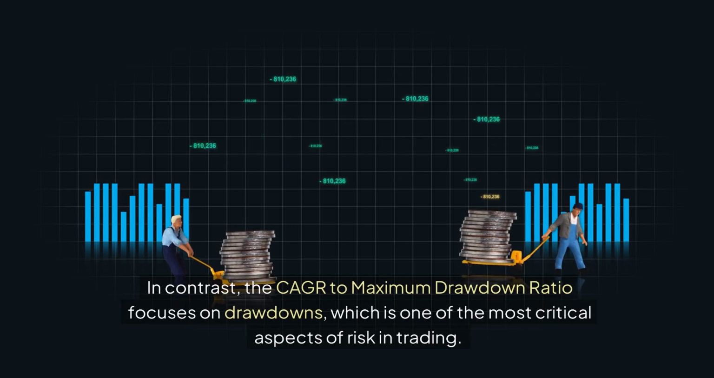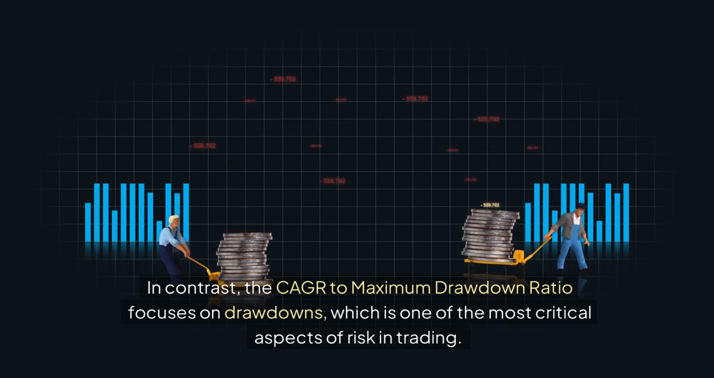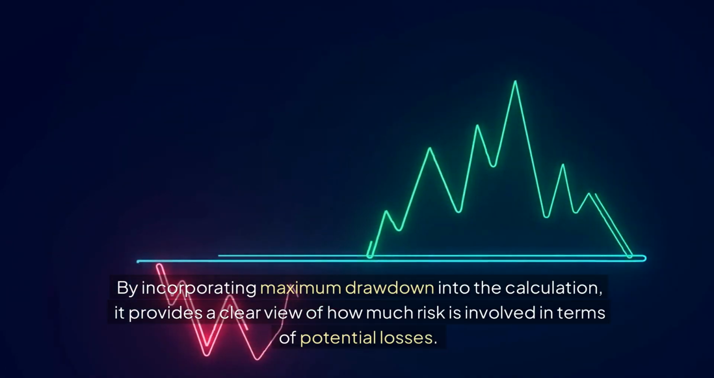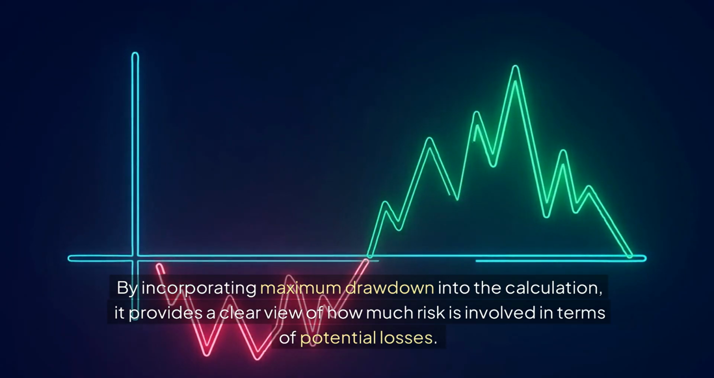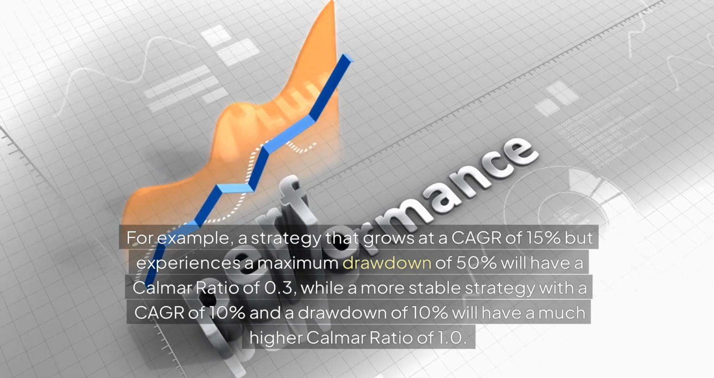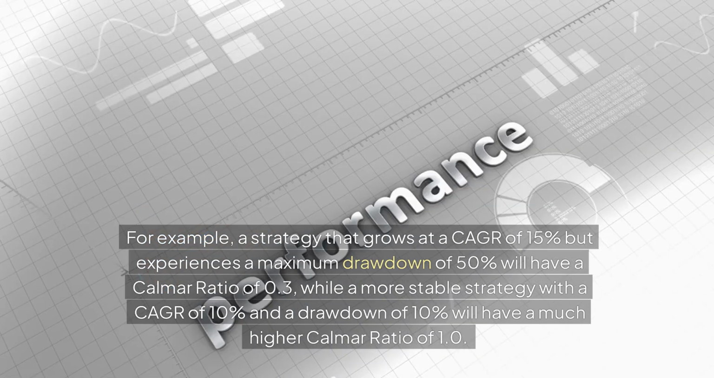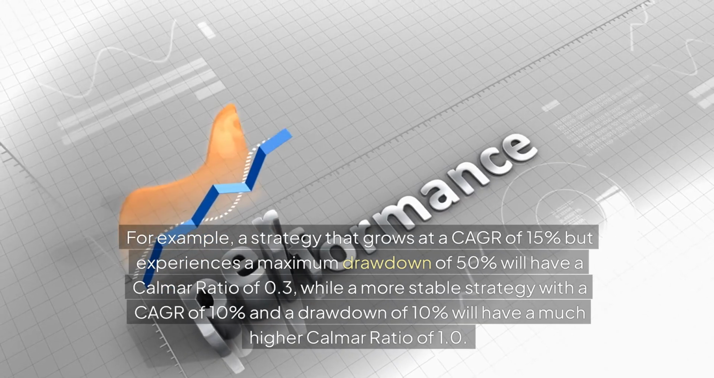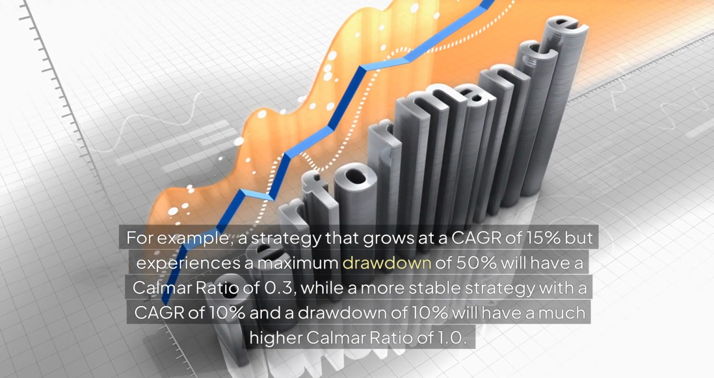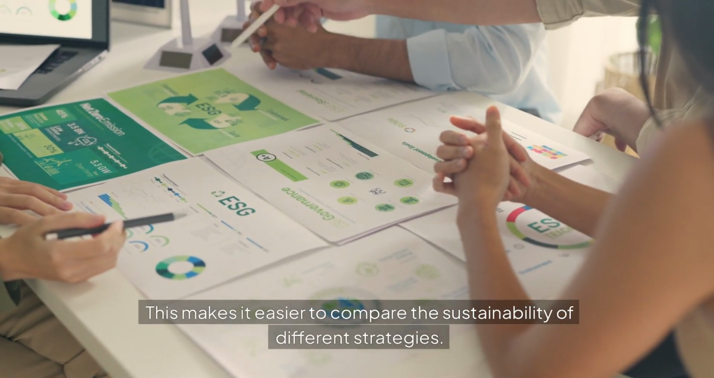In contrast, the CAGR to maximum drawdown ratio focuses on drawdowns, which is one of the most critical aspects of risk in trading. By incorporating maximum drawdown into the calculation, it provides a clear view of how much risk is involved in terms of potential losses. For example, a strategy that grows at a CAGR of 15% but experiences a maximum drawdown of 50% will have a Calmar ratio of 0.3, while a more stable strategy with a CAGR of 10% and a drawdown of 10% will have a much higher Calmar ratio of 1.0. This makes it easier to compare the sustainability of different strategies.